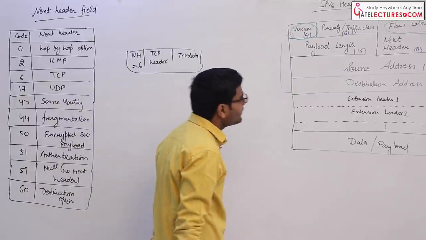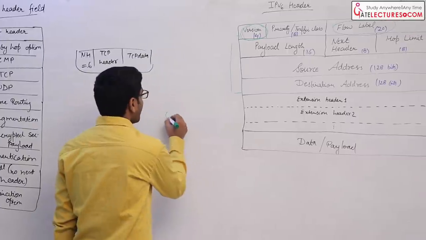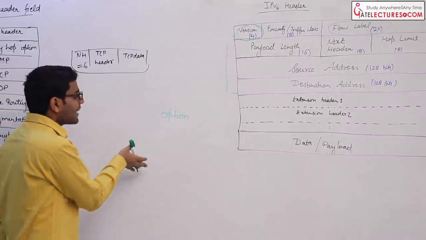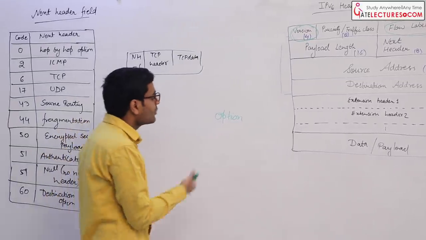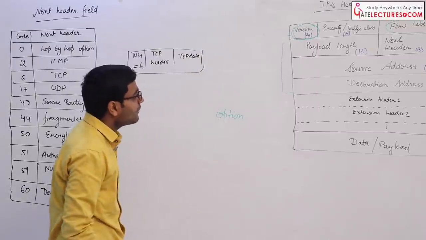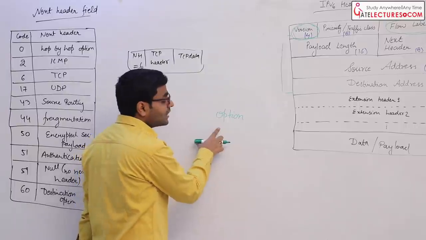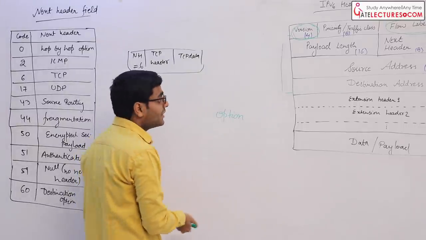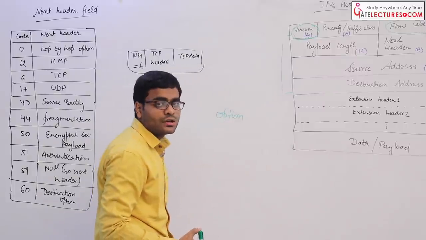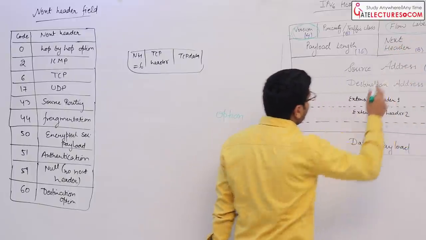So next we have the next header field. In IPv4 we have a field called option, by which the IPv4 packet informs about source routing or the additional options the packet is having. Fine. But because of this option field, the header length of the IPv4 packet was variable. In IPv6 we want the header length to be fixed. That's why we got the concept of next header.